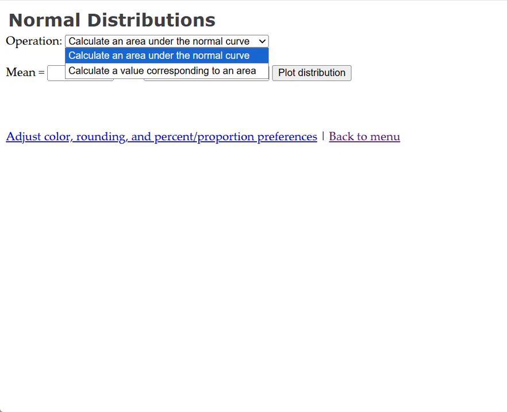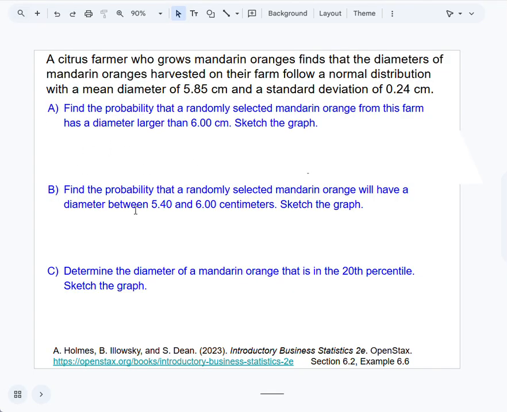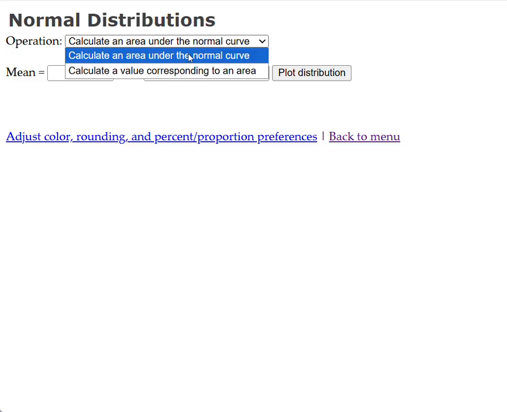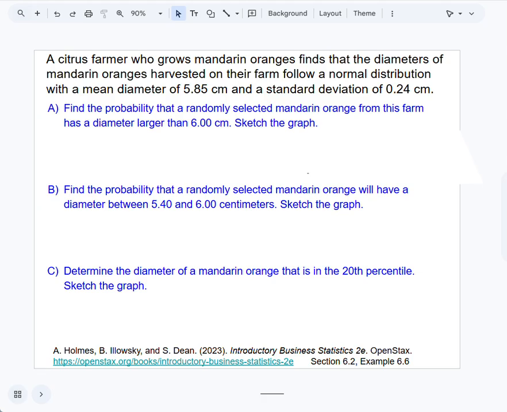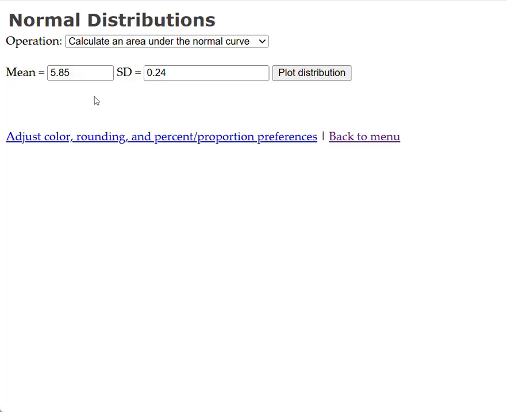So if we look back at these problems, the first two, we're going to use area under a curve. So that's just the first one. We do need the mean value, and we need the standard deviation. Let me verify that. 5.85 and 0.24. You absolutely have to make sure that these numbers are exactly what you were given, because if they're not, you'll get answers, they just won't be the right ones, right? So all the answers we're going to be getting are going to be using this mean and this standard deviation.